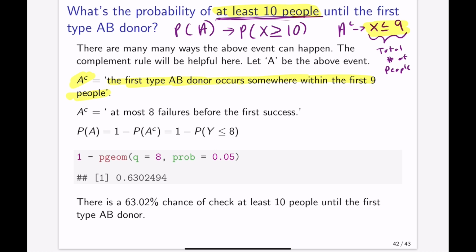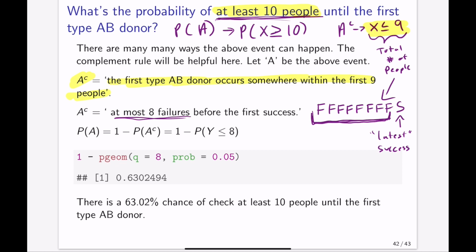So now I know that what this event is saying is that I could have seen at most the 9th outcome being a success. This is the latest, if you want to use that term, success that's included in this event. So what does that mean in terms of the number of failures? The maximum number of failures we would see would be 8. The complement of the answer we're trying to find is seeing at most 8 failures.